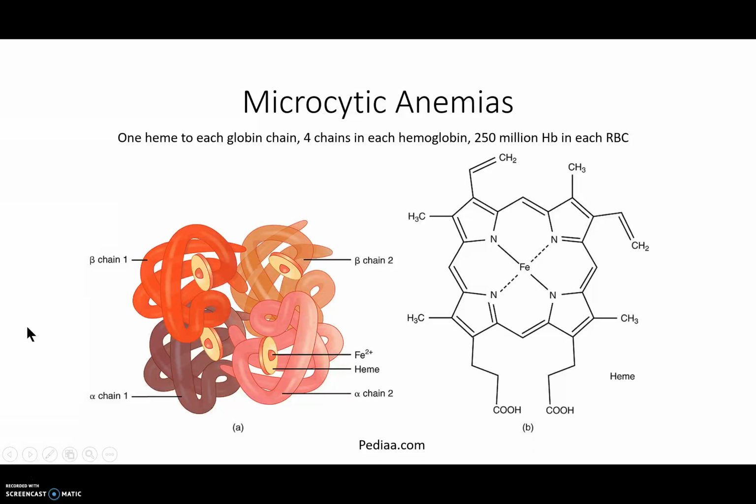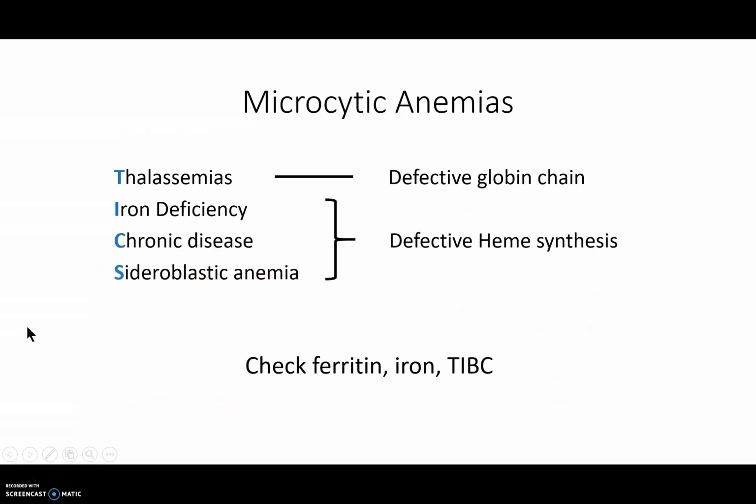And there are roughly 250 million of these hemoglobins in each red blood cell. Each of those heme is capable of carrying an oxygen, and therefore 4 oxygen molecules per hemoglobin. So you can imagine each red blood cell is able to carry a lot of oxygen. I bring all this up because microcytic anemias are either due to defective globin chain or defective heme synthesis. And this shows you which one's which.